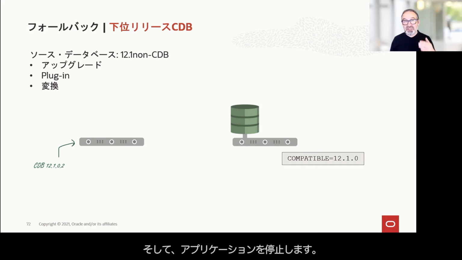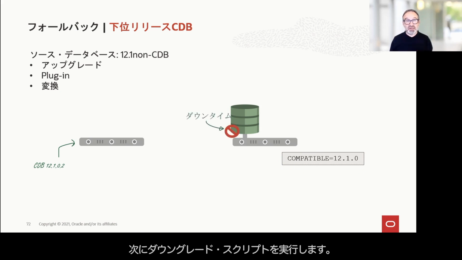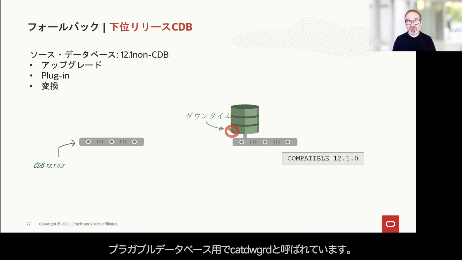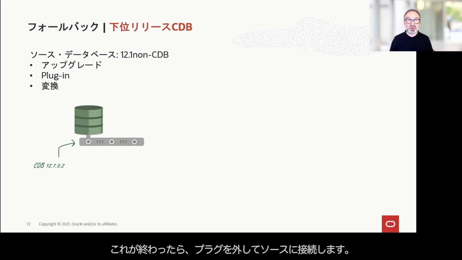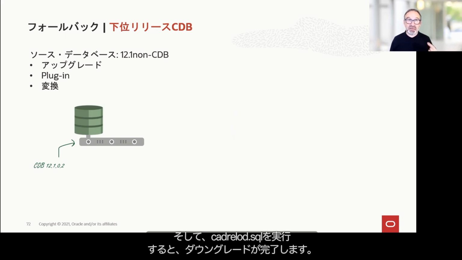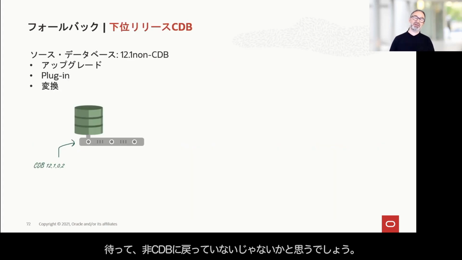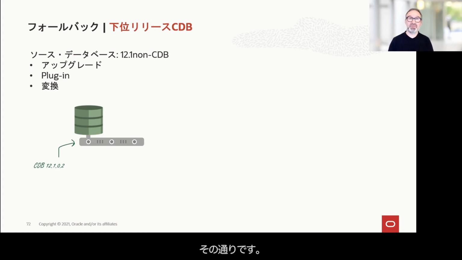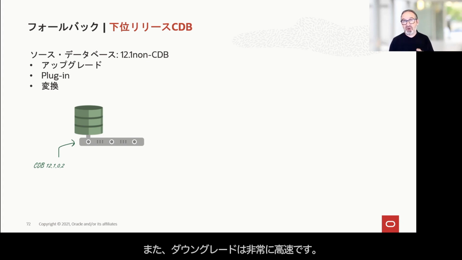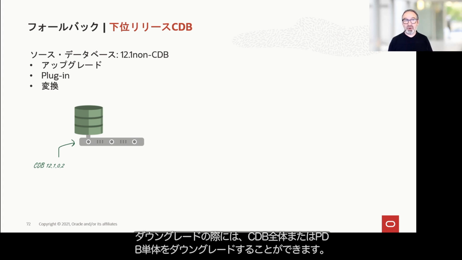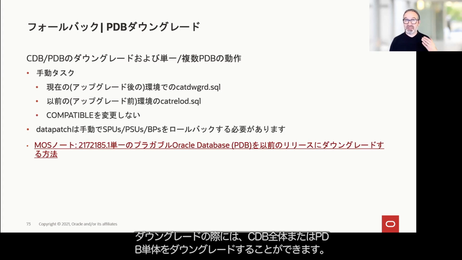What will we do now? We create a CDB in 12.1.0.2 or 12.2.0.1, whatever our source was. And now we can stop the application. Then we run the downgrade script. It's called catdwgrd in the pluggable database. And once this is finished, we unplug and we plug into our source. Then we run catrelod, and then the downgrade is finished. Now you would say, oh, wait, I'm not back in non-CDB. You're right. You're not back in a non-CDB environment, but you are back in the old version, and the downgrade is very fast.